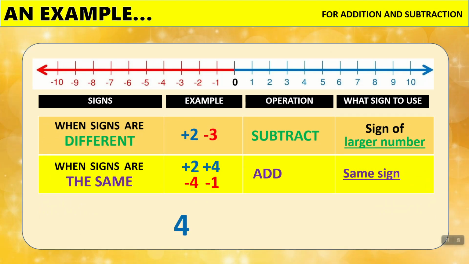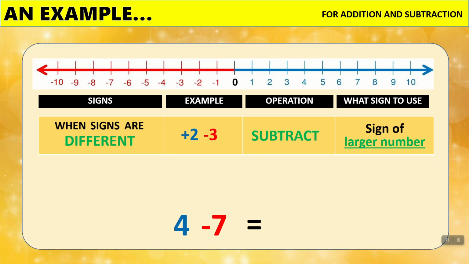So here's the first one, 4 - 7. We can see that there is no sign in front of the 4, but when this happens, we know that this is a positive number. And so we really have +4 - 7. The signs are different, plus and minus. And so we will use this rule. Signs are different. What will we do? We subtract.